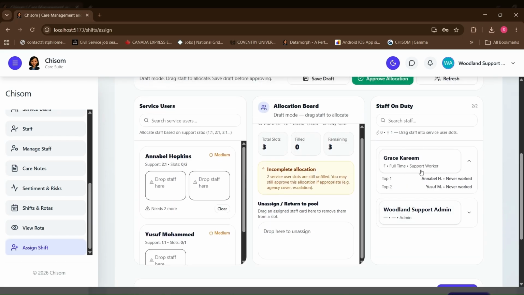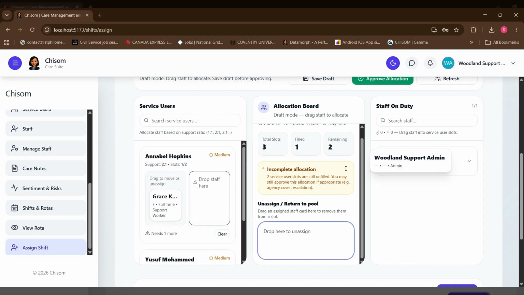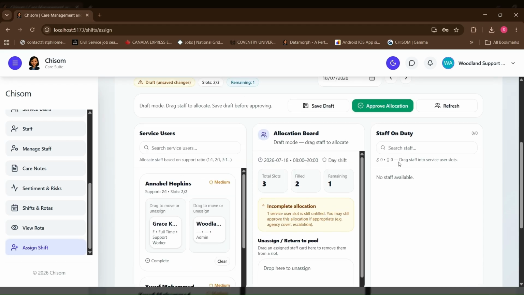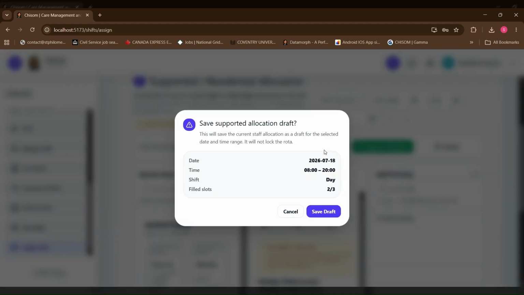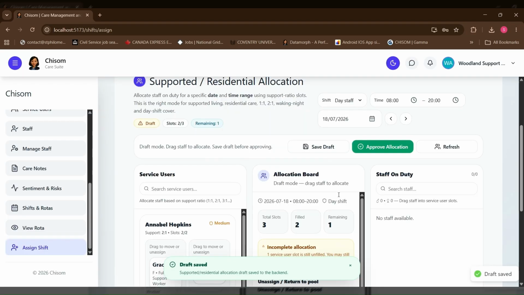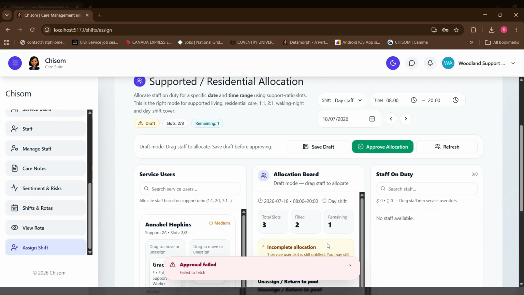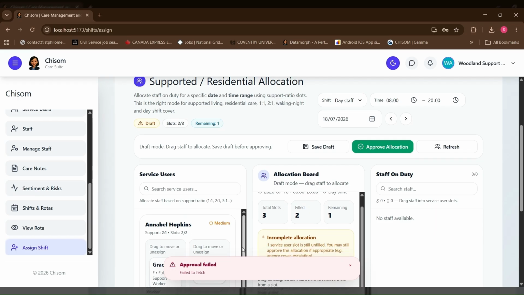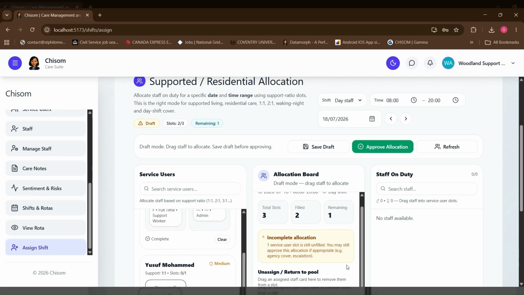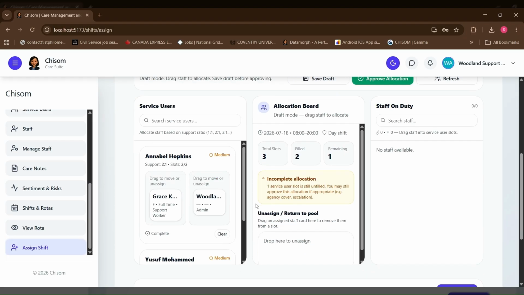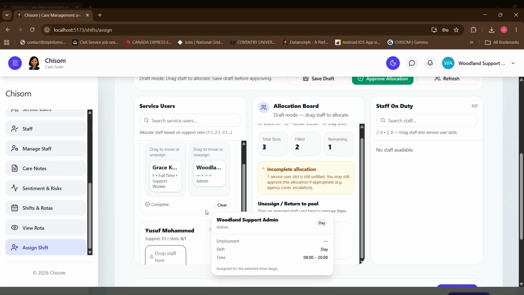Alright, so for the sake of this demonstration, I'll drag Grace Karim to this and then drag this here. So it shows complete, right? So all I need to do is click on save draft, right? And then approve. Once I click on approve, then you'll be able to see each person that was supposed to work with the service user.